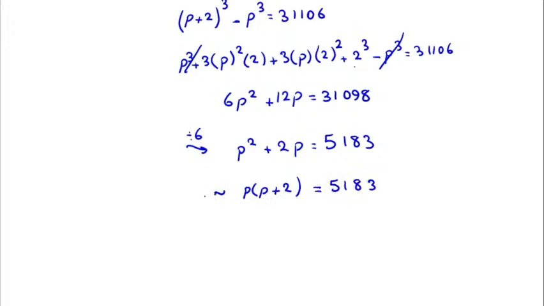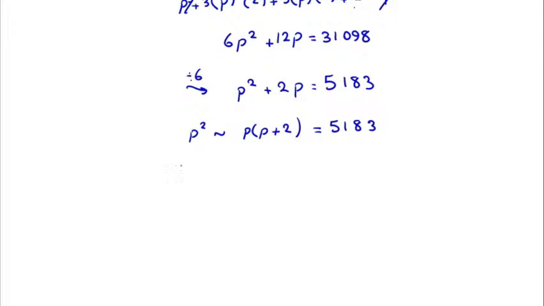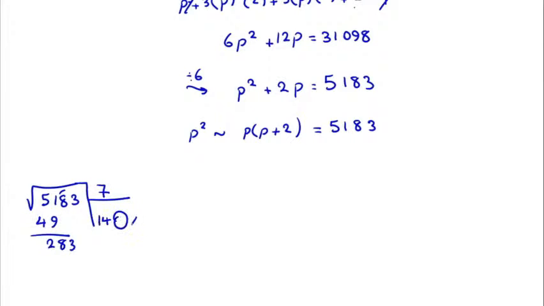We will see it is around p squared. So if you want to find around what number times that number plus 2 is this, I consider the square root. I told this in my previous videos, how to calculate this. Quickly, you say 7 times 7 is 49. Then you have 283. You multiply 7 by 2, 14. Then if you want to calculate here, it will be around 72.